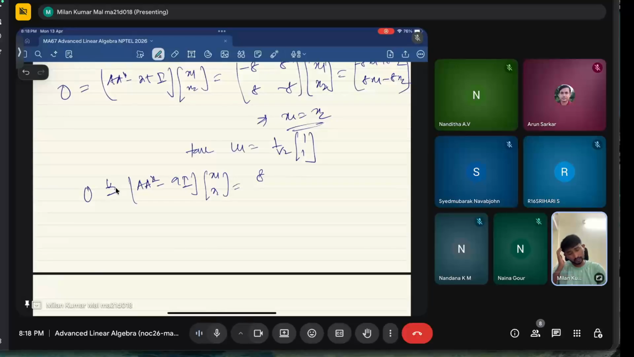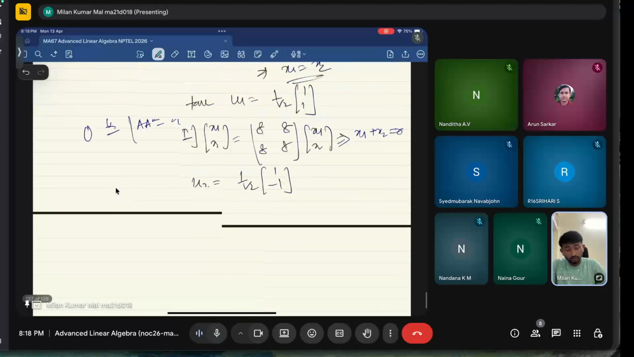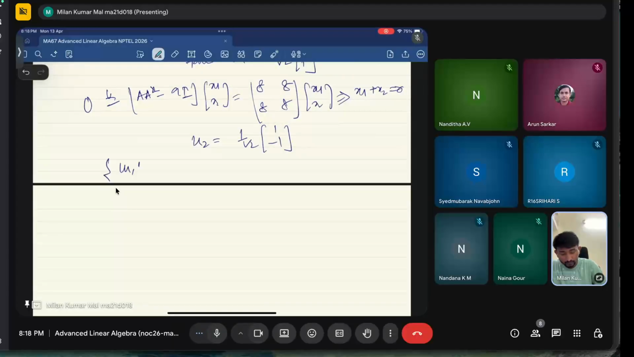Okay, I will not get any other vector. Why? Okay, 8, 8, 8, 8. We are getting a separate vector, not a problem. X1, X2 is going to give you X1 plus X2 equals 0. So therefore, you have to take U2 equals 1 over square root of 2 times (1, -1). And clearly, look at U1, U2 are an orthonormal basis of C2.